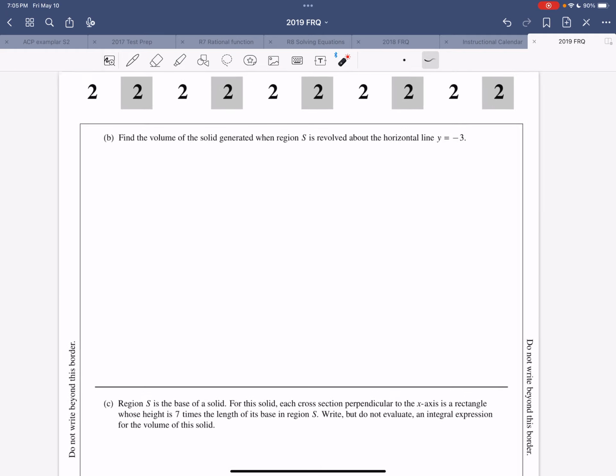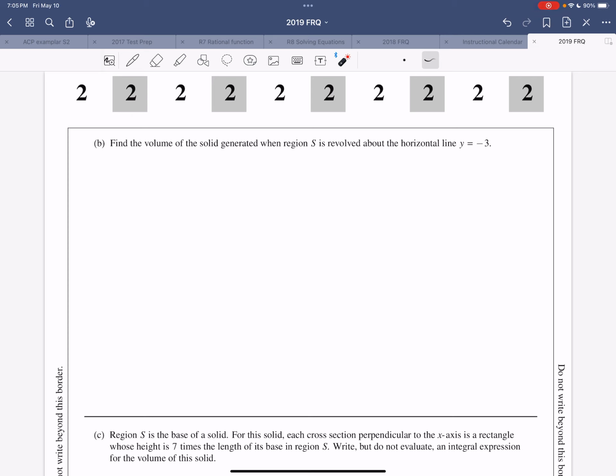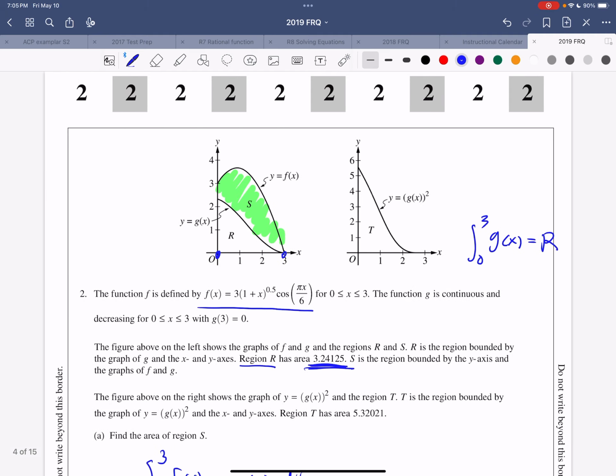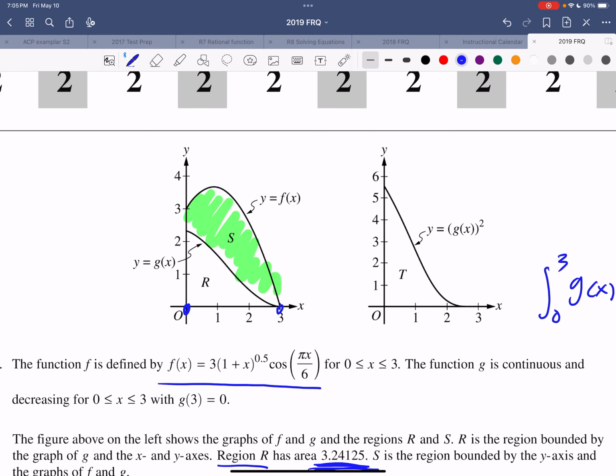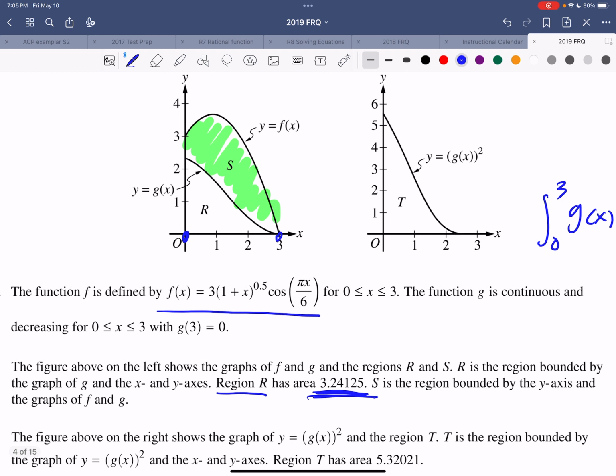All right, question B. Find the volume of the solid. Now, whenever they say volume, it's always going to be top minus bottom. So for y equals negative 3, look at this question. Y equals negative 3. So I'm going to put negative 3 here. It's going to be right here. And then what's going to happen is I'm going to rotate it.